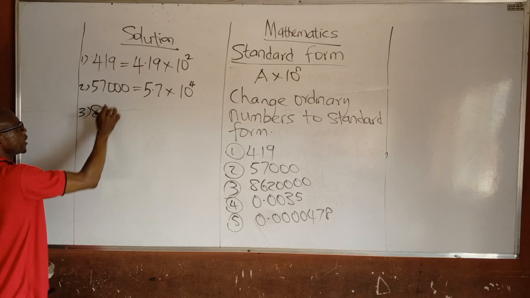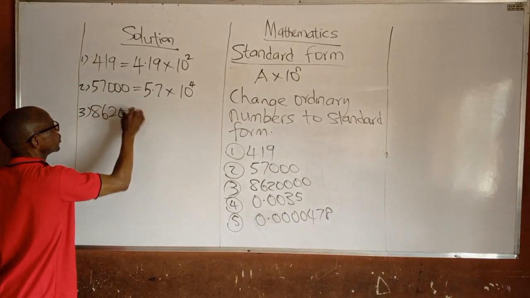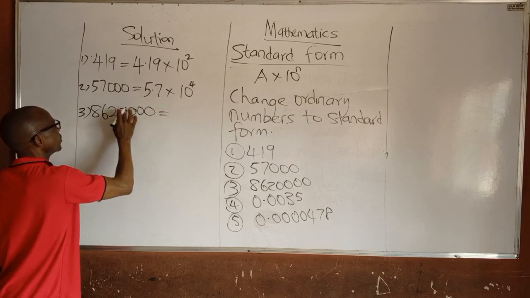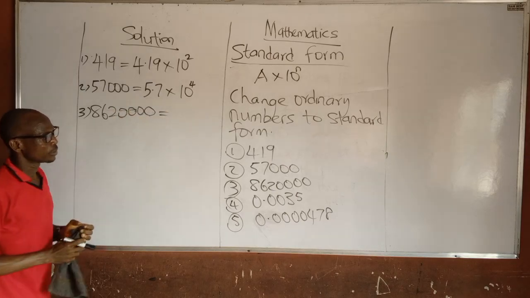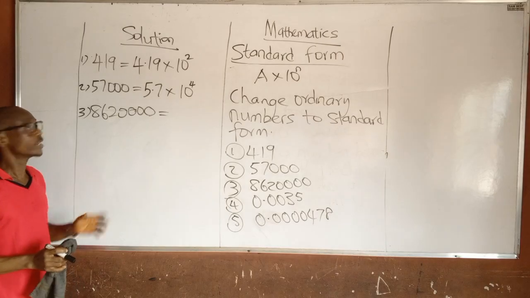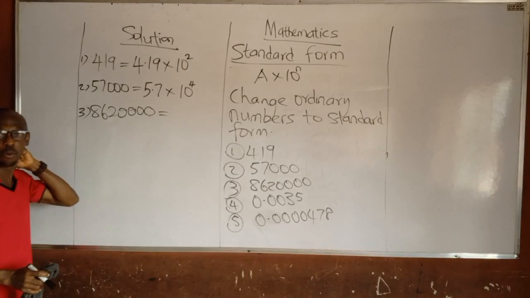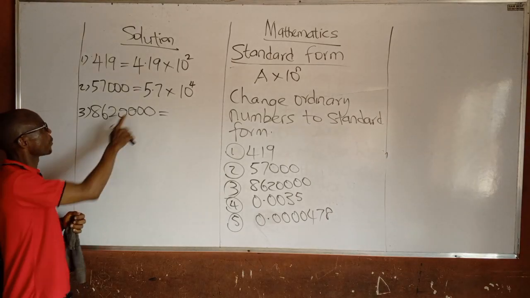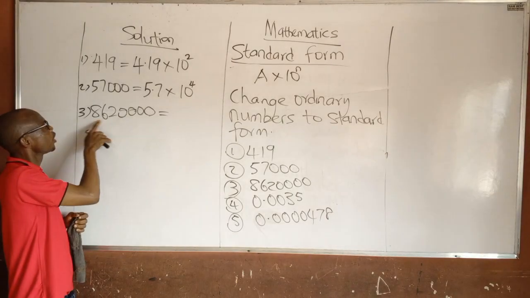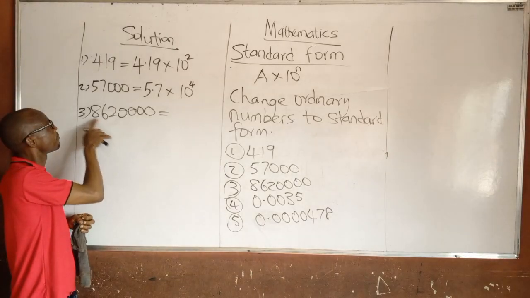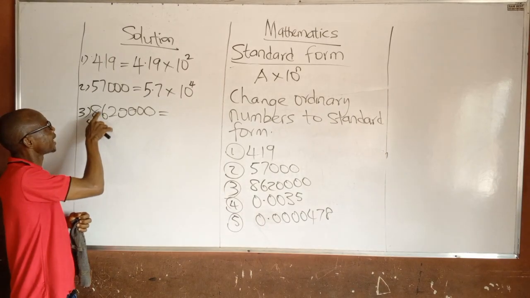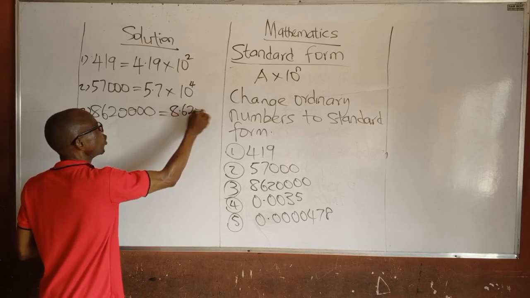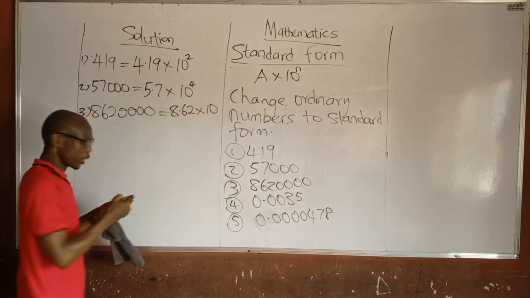We have 8,620,000. Now let's look at that. So what are we doing? We are writing this value in standard form. We are going to move our decimal to come in between 8 and 6. Always we come between the first and the second value, 8 and 6. So we now have what? 8.62 times 10 raised to the power.